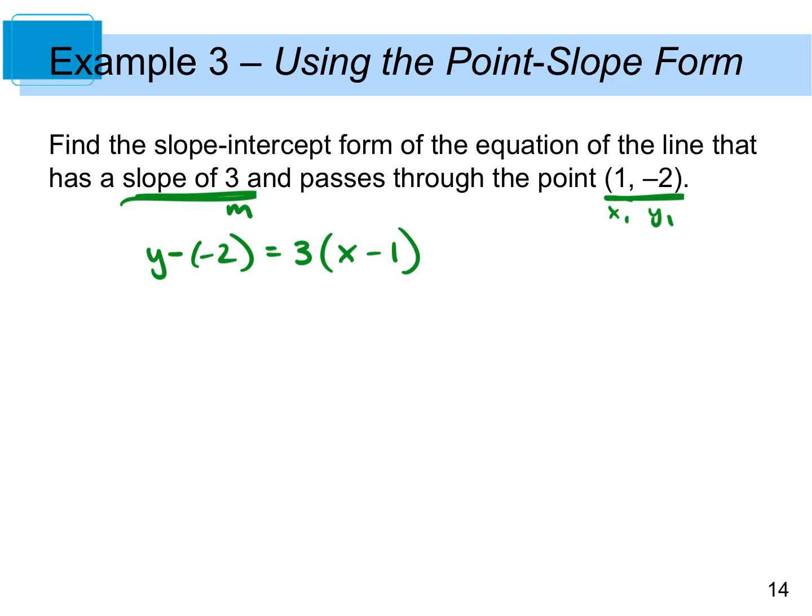This question says find the slope-intercept form. Is this slope-intercept form? No, slope-intercept form is y equals mx plus b. How would I rearrange this equation to put it in y equals mx plus b?